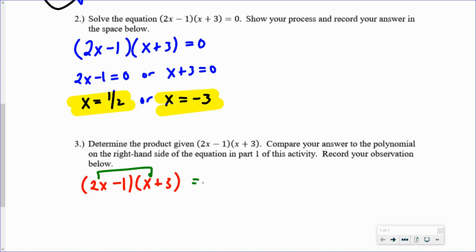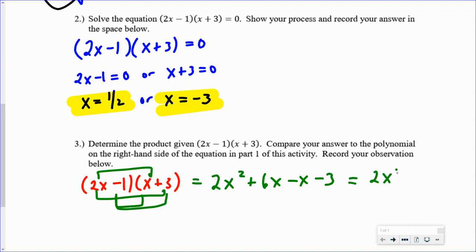2x times x is 2x squared. 2x times 3 is 6x. -3 times x is -3x. And then -3 times 3 is -9. So if we simplify that down, we get 2x squared plus 3x minus 9.